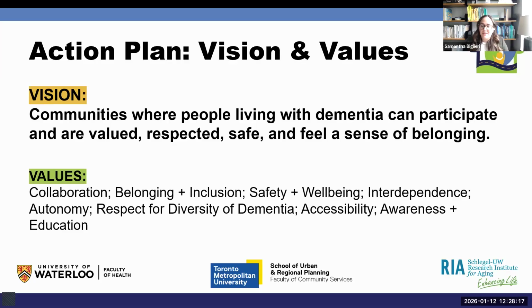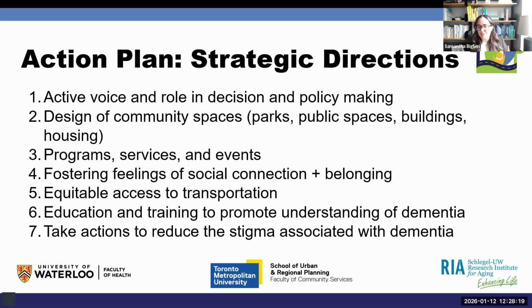Next slide. Further structuring the action plan are our strategic directions, decided upon as a team, again, trying to target different scales and areas of impact. Everything from having an active voice and role in decision and policymaking, to the design of community spaces, adapting of programs, having equitable access to transportation, impacting education and training, and of course, reducing stigma. Next slide.